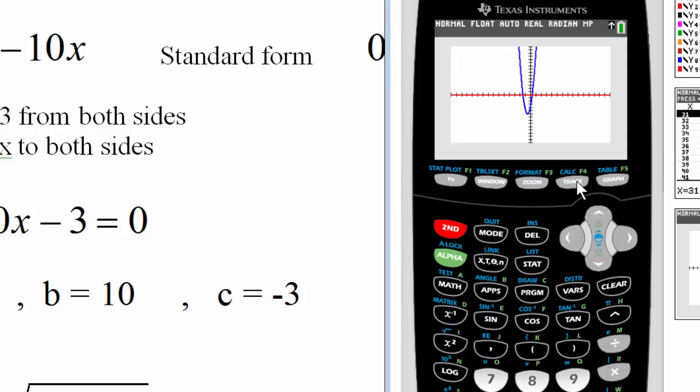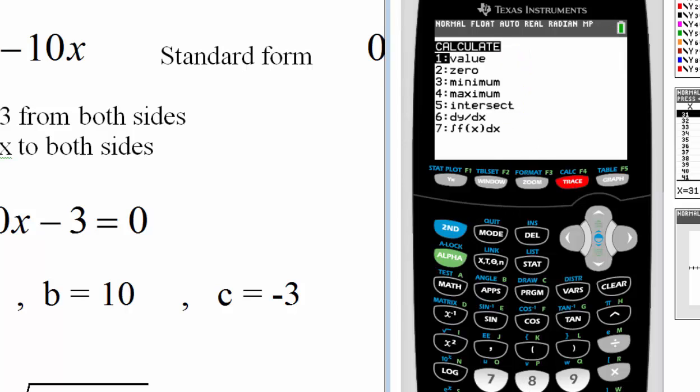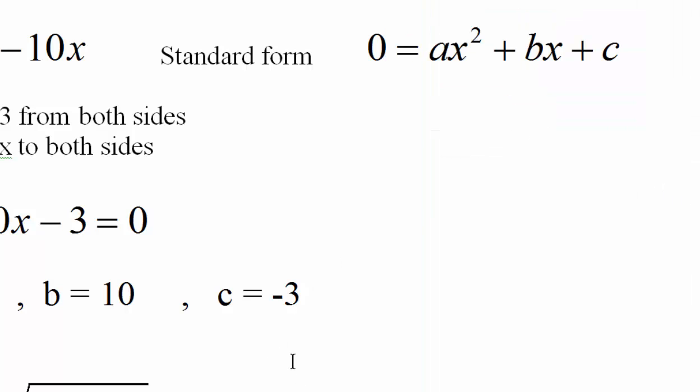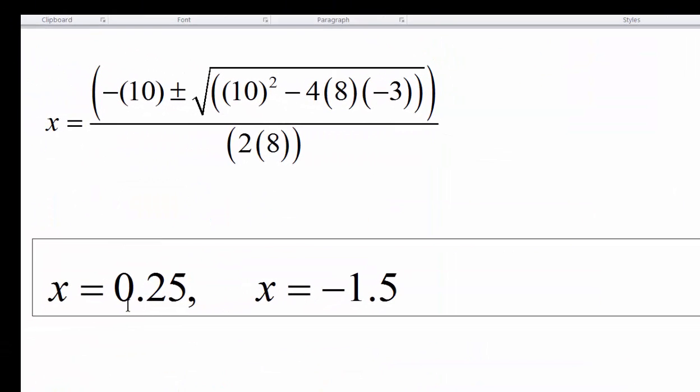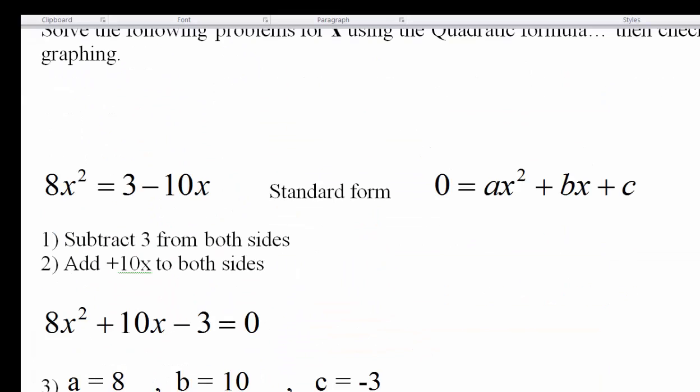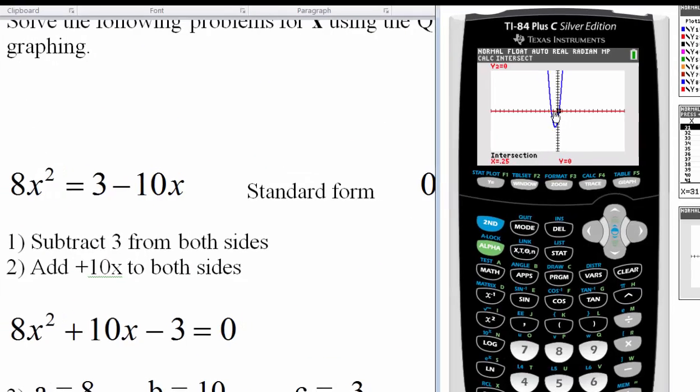And if I press second and trace, number 5 for intersection, we press enter 3 times, and that gives us the intersection on the right, which is x equals 0.25, and that matches up with what we found here, x equals 0.25. And we know what the second answer is. We know it's going to be negative 1.5.